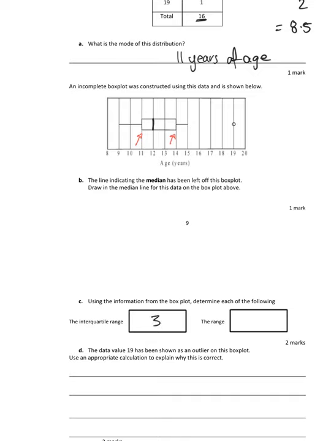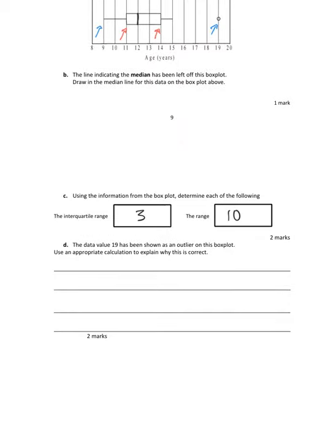Then the range is the maximum minus the minimum, taking into account the outliers. So the biggest number we've got there is 19, and the smallest number is 9. So our values range over 10 values.